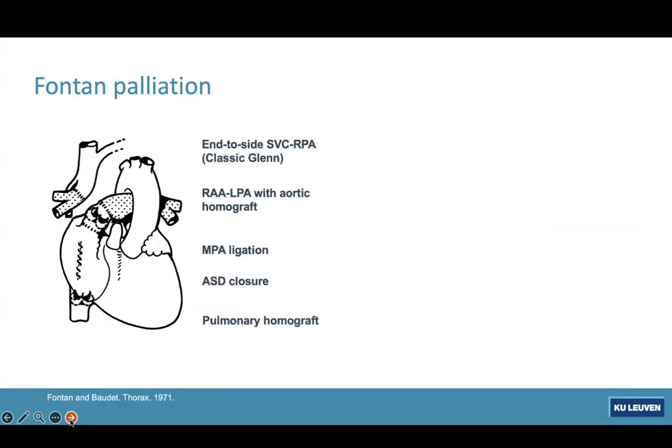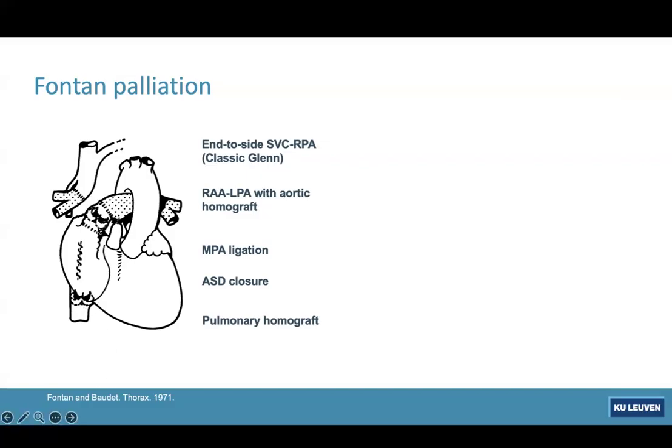It's important to know that the initial Fontan palliation described in '71, which you can see here on this slide, is not the Fontan palliation that patients nowadays undergo, but as ACHD specialists, we need to know a little bit of the history of Fontan palliation, because we do see all different kinds of patients in clinic. So here we have the classic Fontan palliation, where you see a classic Glenn with an SVC connected to the right pulmonary artery, where you see that the IVC goes to a closed right atrium, and then through the right atrial appendage is connected to the left pulmonary artery.